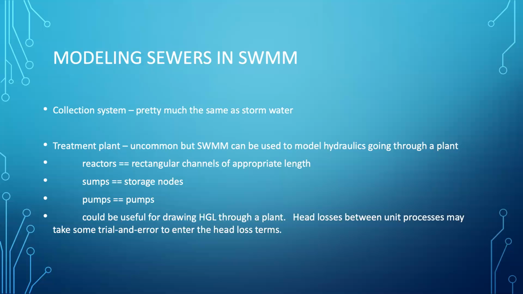The head losses between unit processes would take some trial and error in order to enter the head loss terms. It turns out that the SWIM computer program actually has input cells for specified head losses in different components of your drainage model. So SWIM was pre-built with this capability, although I don't think it was ever intended for treatment plants. That's just sort of a cool thing that it can do, because the hydraulics doesn't change whether it's sewage or stormwater.